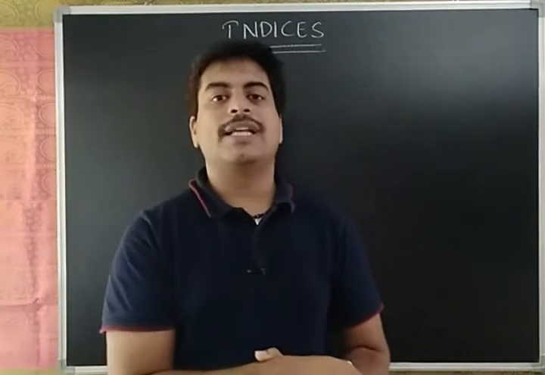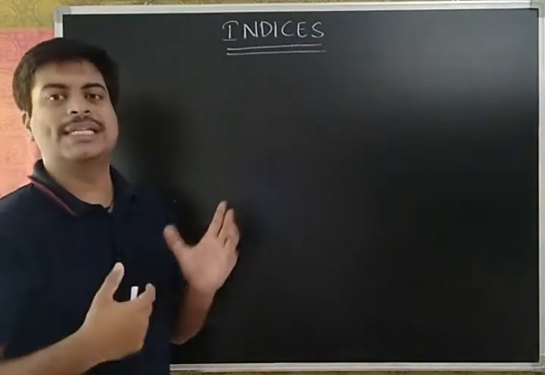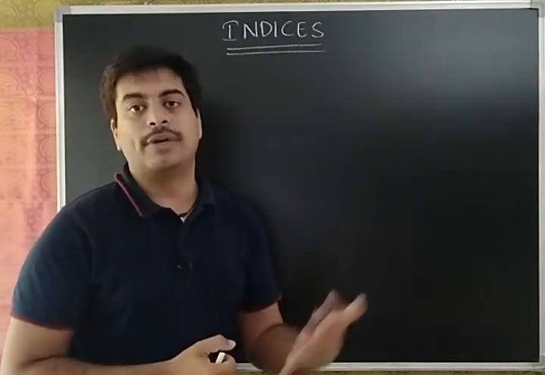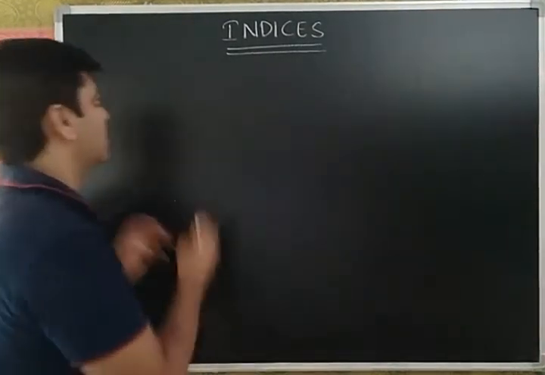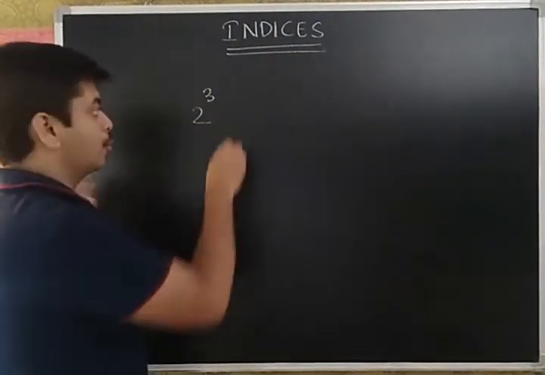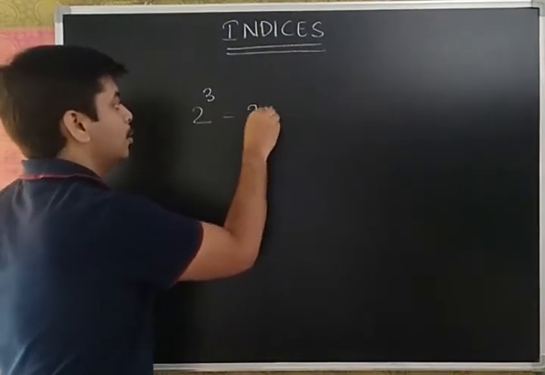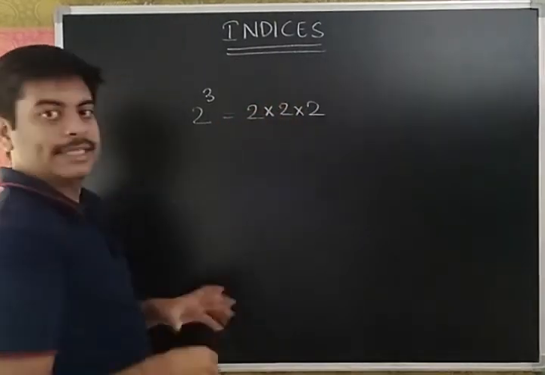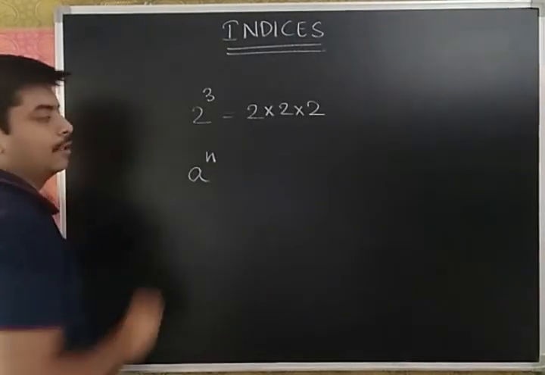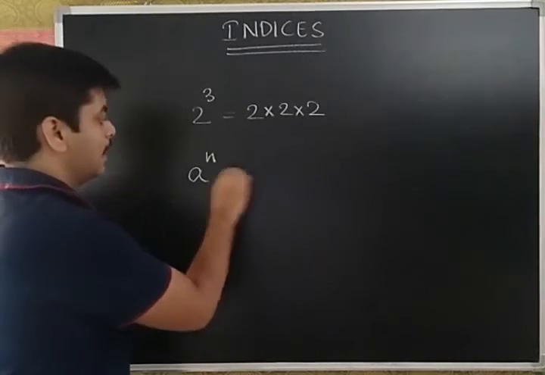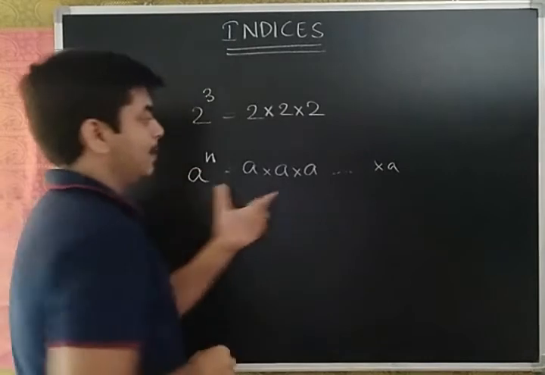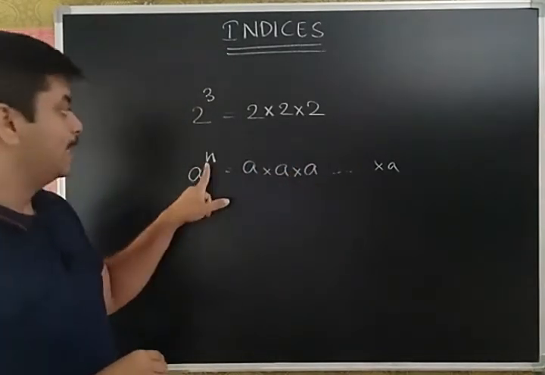Okay. Let us quickly come to today's topic, that is indices. What is indices or what is index? In other words, what is exponent? All these are the same. Let us simply see 2 cube. What is the meaning of 2 cube? 2 cube is actually multiplying 2 three times, 2 into 2 into 2. Yes or no? In the same way, if you are multiplying a n times, that is a into a and so on, n times, that is represented by a power n.